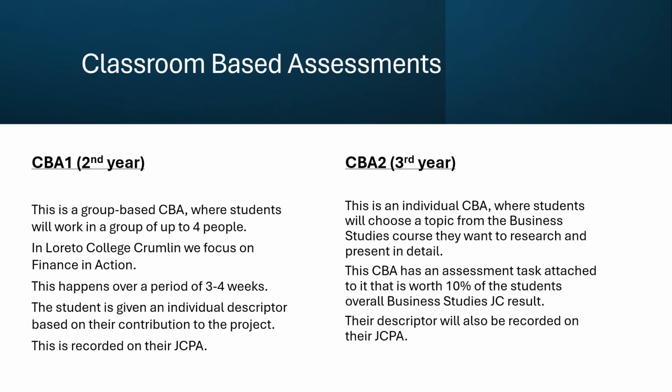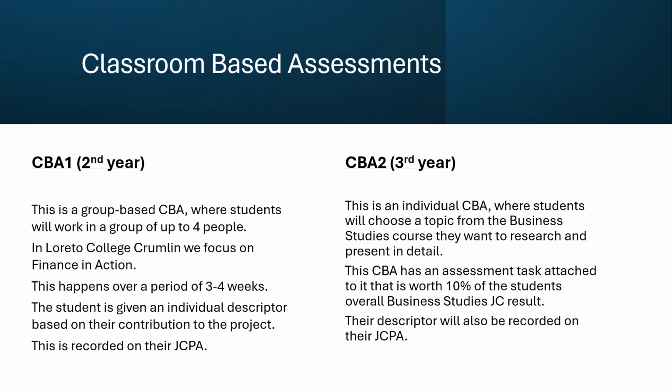So just to briefly touch on CBAs. CBA 1, which takes place in second year, is a group-based CBA where students will work in a group of up to 4 people. In Loreto College Crumlin, we focus on finance and action. Students are given a budget for a family and a scenario of planning a holiday or a birthday party. They must then research how to make this happen and adjust their budget accordingly. This happens over a period of 3 to 4 weeks. Although it is a group project, the student is given an individual descriptor based on their own contribution, and this is recorded on their JCPA.